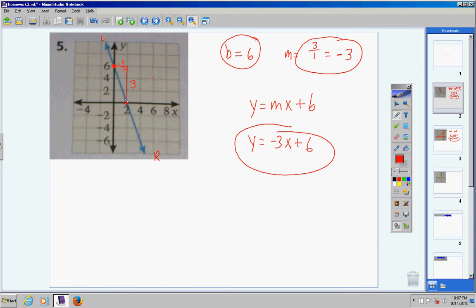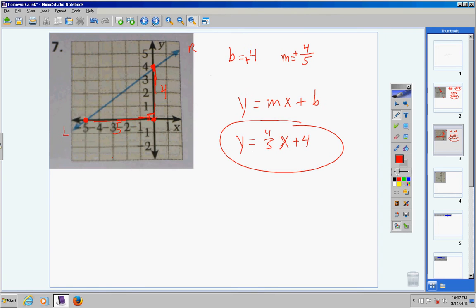And back here on number 5, I just noticed something. The lines were in increments of 2. So really the rise would have been 6, and the run would have been 2. But do you see how it doesn't matter? 6 over 2 is still 3. So that really is irrelevant, okay?